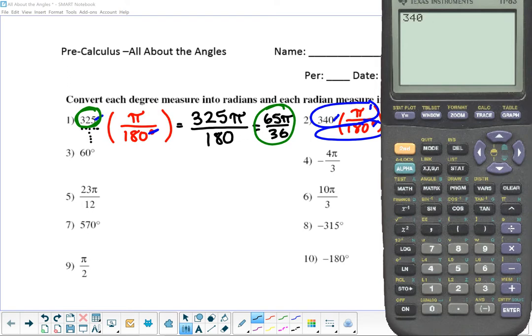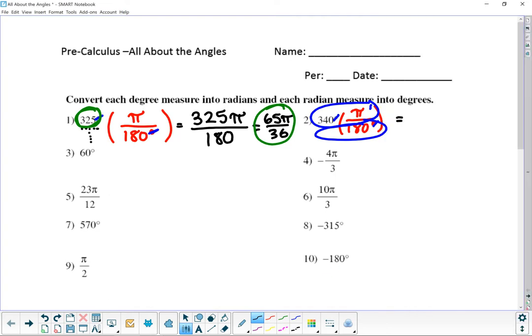340 divided by 180, and I don't have to put in the pi. I just have to remember to put it in when I'm done, and that gets me 1.8888. Hit the math button and change that to a fraction. Option one, hit enter, and it gives me 17 over 9. So my answer is 17 pi over 9. That's it. It's that easy.